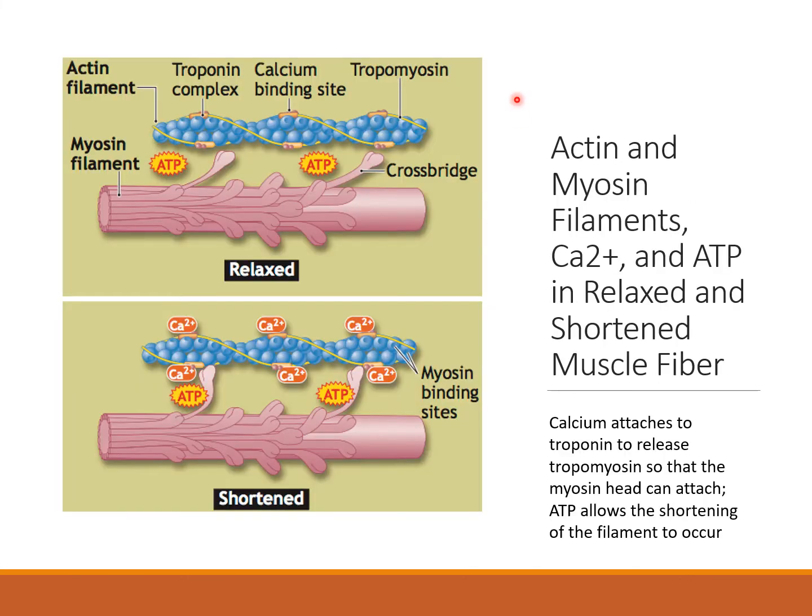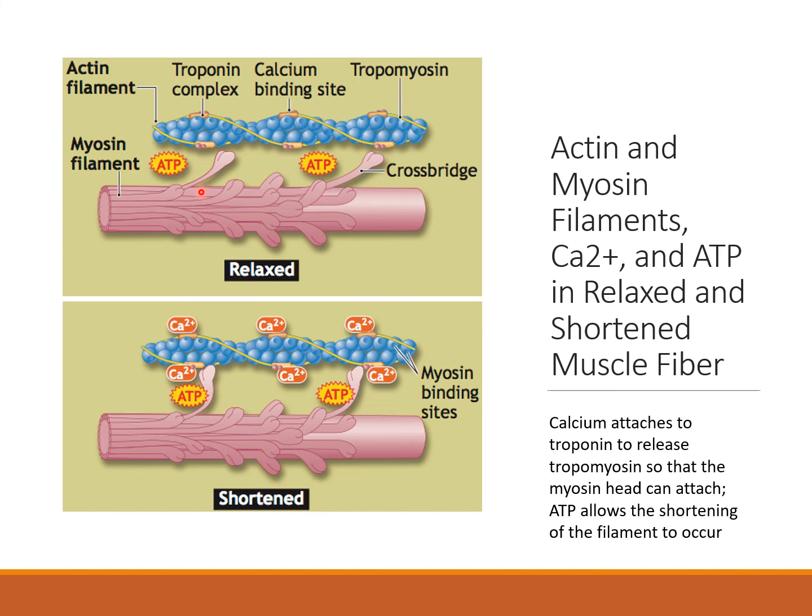Here's a great visual for the last slide. Here you have your myosin filament, your actin filament, and then your troponin complex, your tropomyosin, and your calcium binding sites. Right now the myosin can't attach to the actin because this tropomyosin filament is blocking the actin attachment sites for the myosin heads.